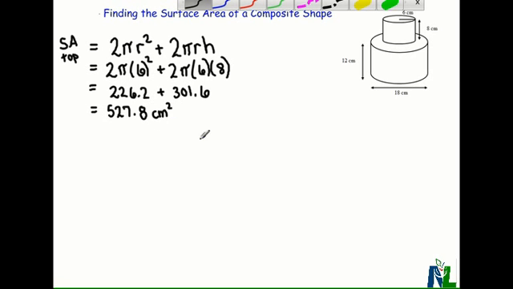Now, moving on to the surface area of the large cylinder, which is on the bottom. So to calculate the surface area of the large cylinder on the bottom, we're going to use the same formula as we did above, which is 2 pi r squared plus 2 pi r h.